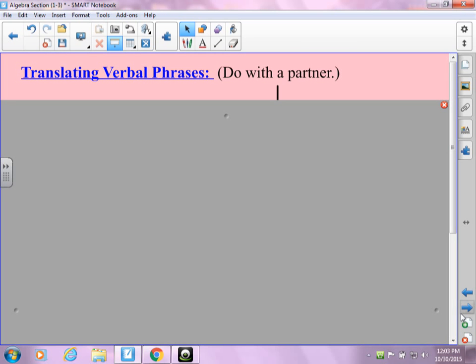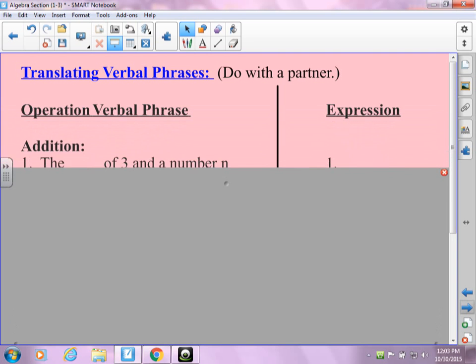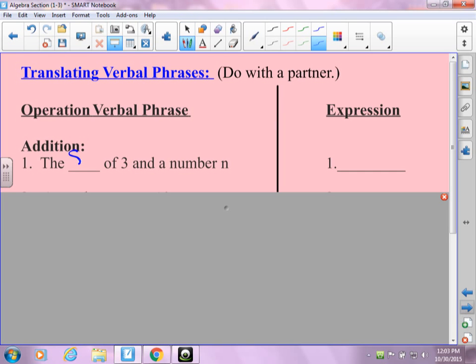So let's take a look at this. When we do these, you've already met with your partner, you already have your answers. Let's go ahead and take a look at this. First of all, the blank of 3 and a number n. If I use my list, the best word that we would use there is sum, the sum of the number 3 and the number n. And we can write it as 3 plus n. That's the best way to write it.